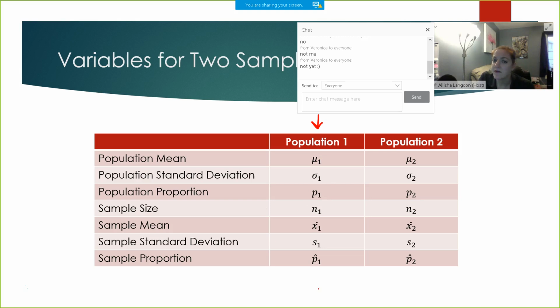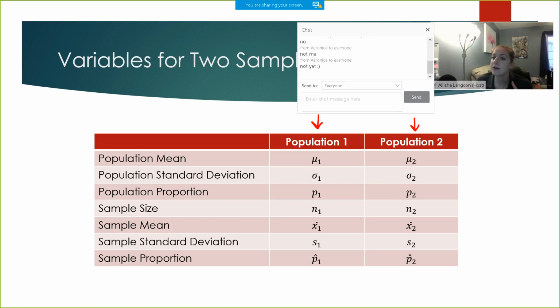Notice that since they all come from population 1, we just have a little 1. So this would be mu1, sigma 1, p1, n1, x bar 1, s1, p hat 1. Just throw 1 after it, knowing that it's coming from the first group. And you can see the same thing for population 2. We've got those same variables. The only difference is they've got a 2 instead of a 1, meaning they're coming from population 2.